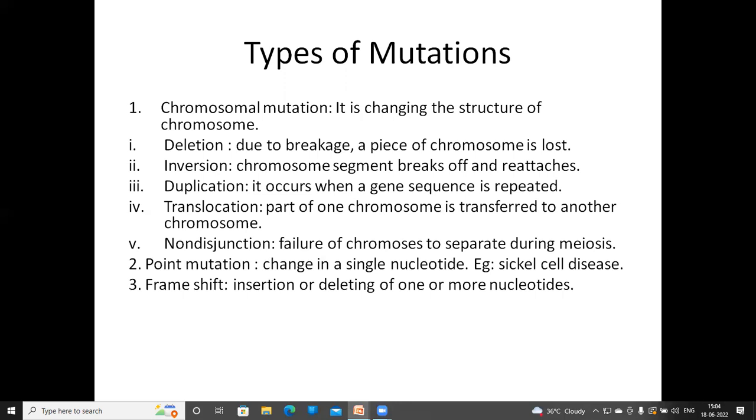So these are the three types of mutations: chromosomal mutation, point mutation, and frame shift mutation. So this is about the basic terminology of toxicity.